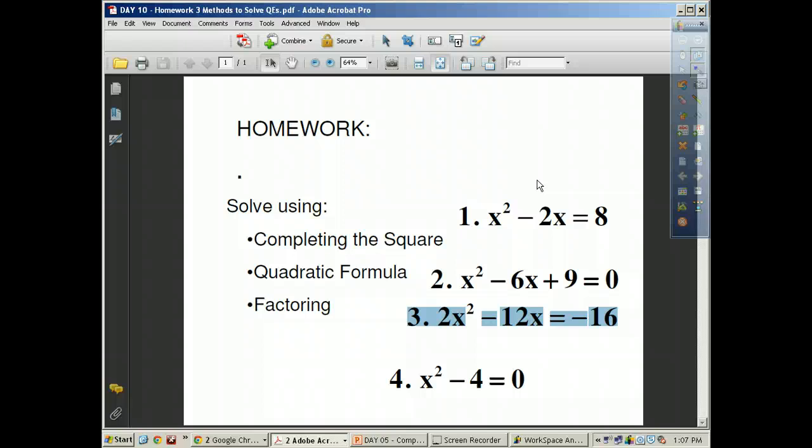We could throw in a 4th method, which is graphing, but we're not going to be graphing. So on number 1, you're going to have to complete the square, quadratic formula, factor. Number 2, same thing. So it's really a total of 9 questions. They're all review. It's just a way of reviewing everything we've done so far for this chapter. Make sure you write these down. X squared minus 2x equals 8. X squared minus 6x plus 9 equals 0. Then skip 3, and 4 is x squared minus 4 equals 0.